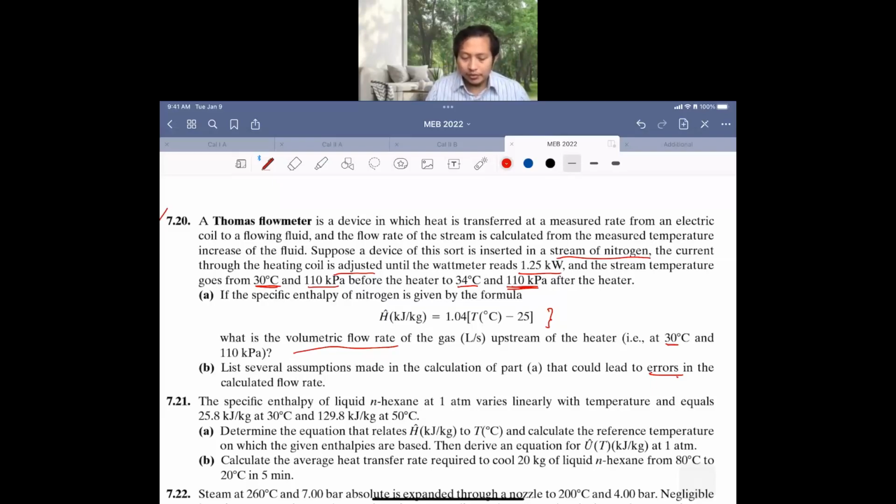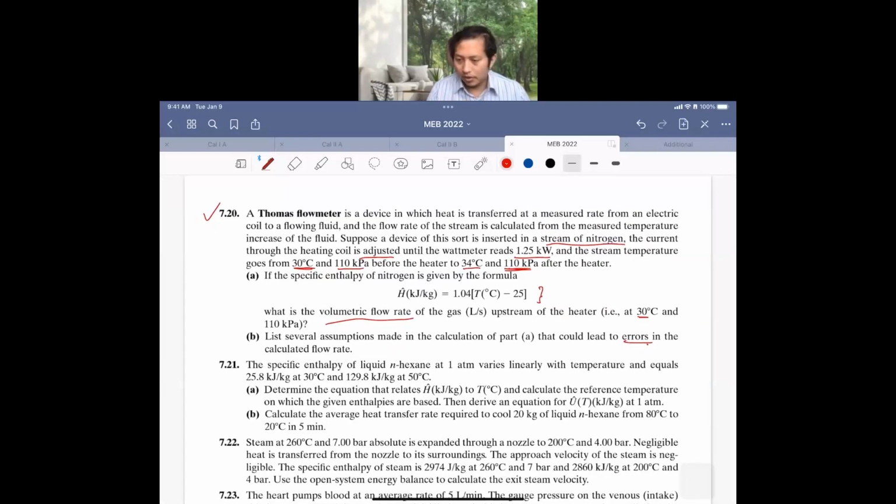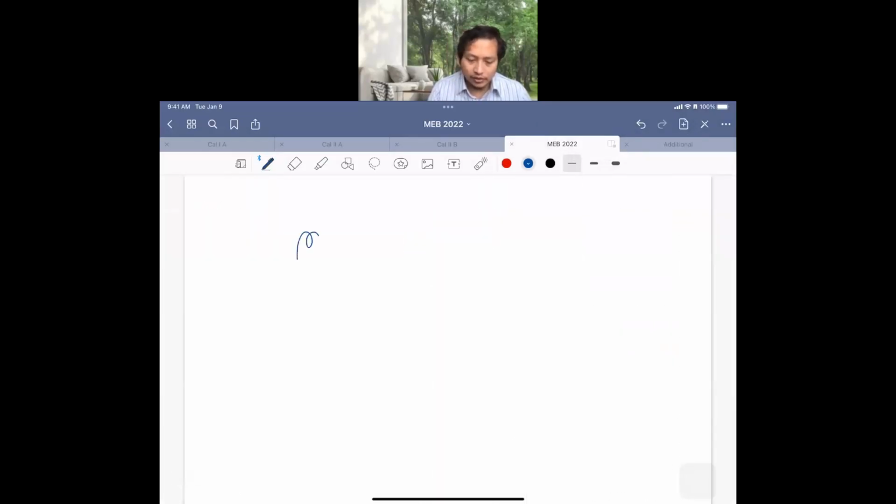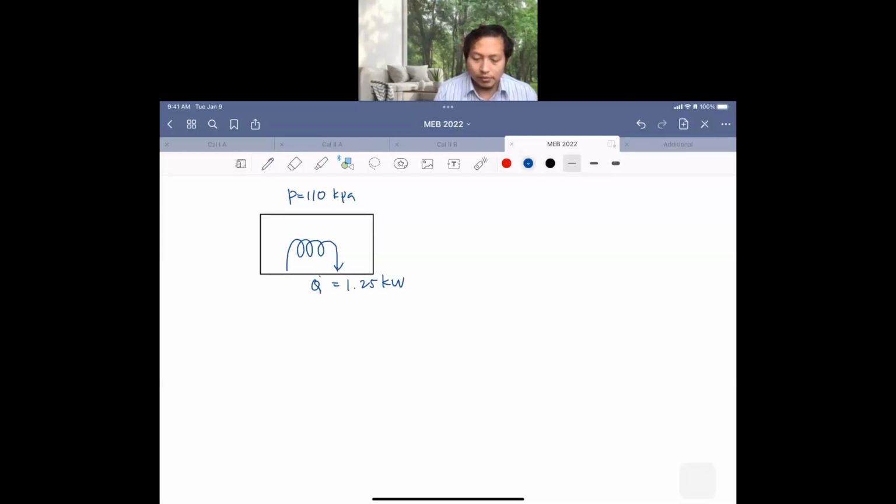Okay, I think we can start to at least draw the diagram. We have input and output, right? From the upstream, downstream. So let me go to a new page. We can draw a coil to note that there is some heat flow equal to 1.25, and the pressure is 110 kilopascal. And we can draw this in a box just to help us draw the schematic. So we have 34 and 30 degrees Celsius, and some moles per second for the flow. This is the nitrogen.